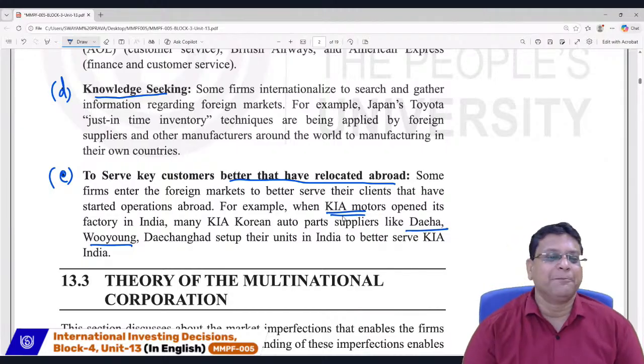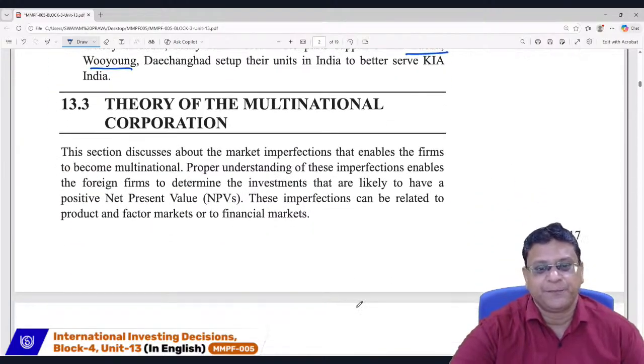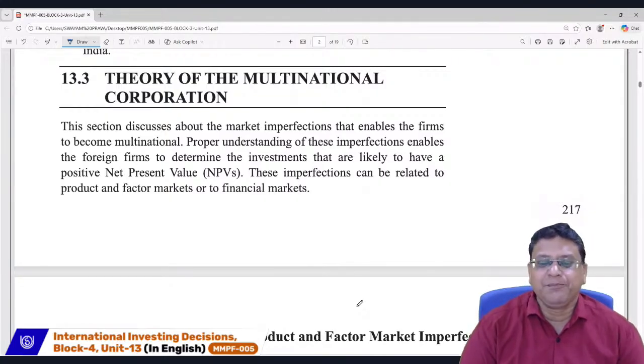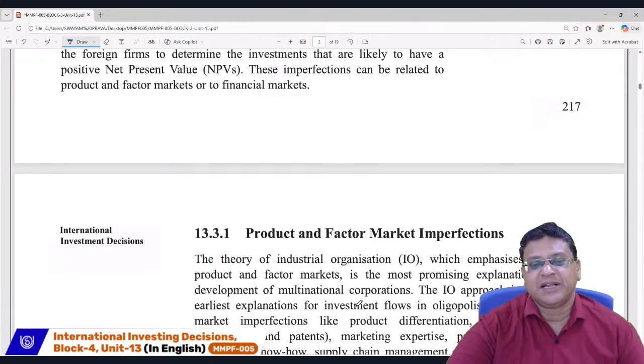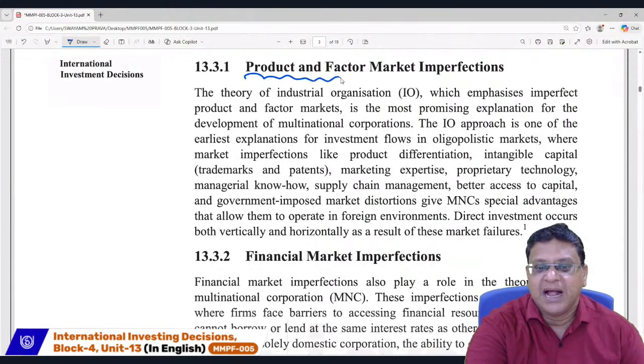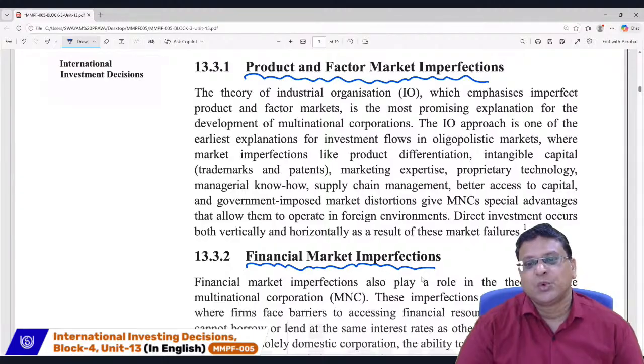This is why companies relocate their operations or internationalize their operations. Next, we will discuss theories of multinational corporations. There are two important theories of MNC: the product and factor market imperfection theory, and the financial market imperfection theory. These theories tell why companies internationalize their operations.